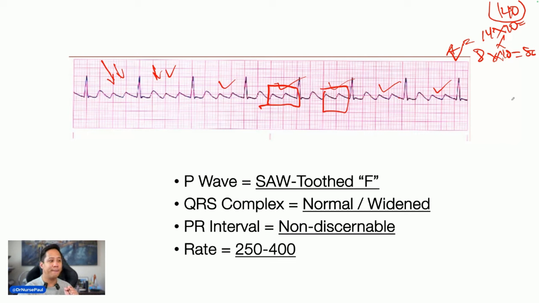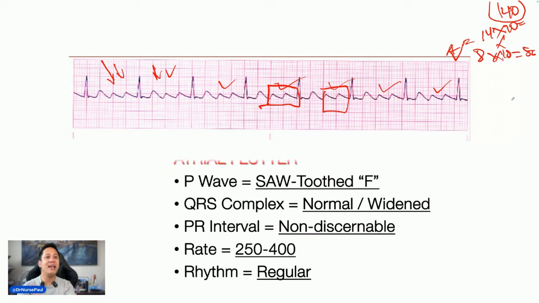Look at the rhythm. Is it regular or irregular? Even if the rate is abnormal, it doesn't mean it's irregular. Use your fingers. Do the QRS look regular to you? Even that abnormal sawtooth pattern, you put your finger in and they fall in the right places all the time. If you see regular fast atrial beats with a sawtooth pattern, it is none other than atrial flutter. You cannot mistake this because it is very distinct. The other name is atrial tachycardia, but atrial flutter.